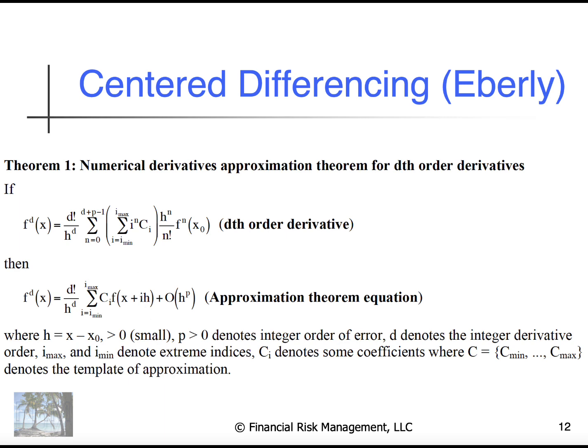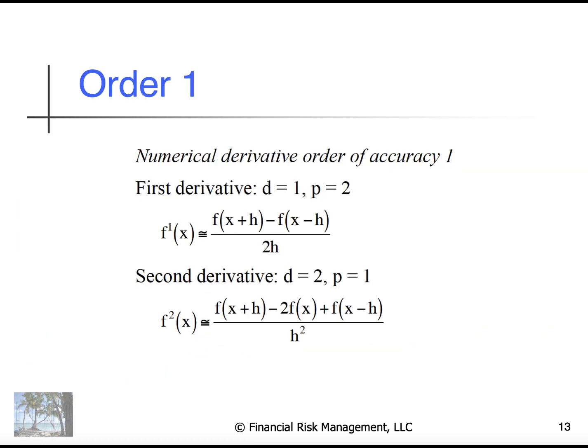And so this particular methodology and how and why it works is beyond the scope of what we're trying to do here, but it works extremely well. And so the order 1 of Ridders' method, or the numerical derivative order of accuracy 1, is what most of us have seen. The first derivative is simply plus and minus some increment h, and then we divide by 2h. That gives me an estimate of the first derivative.